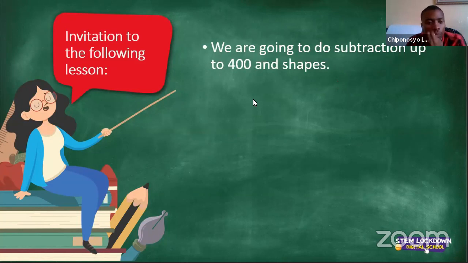All right. So in our next lesson, we are going to do subtraction up to 400 and shapes. We're going to focus on 2D, meaning your triangles, your squares, and that. It's going to help us go into our following lesson, which is on subtraction.